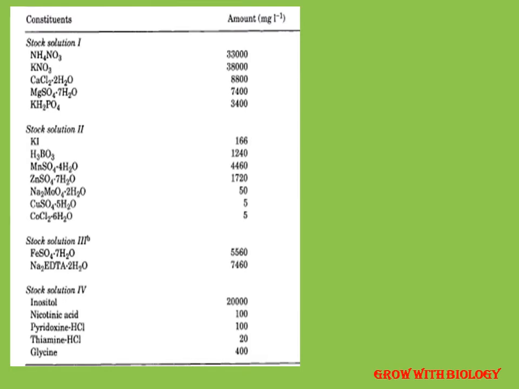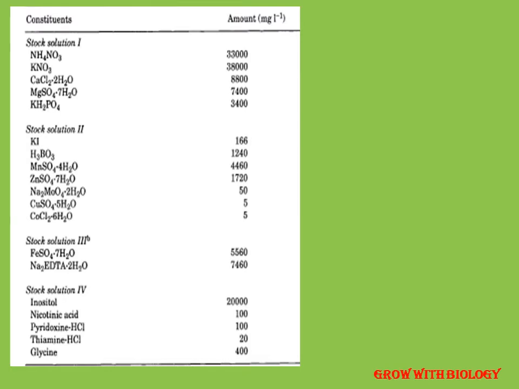Stock solution 1: NH4NO3, KNO3, CaCl2·2H2O, MgSO4·7H2O, KH2PO4. Now remember the 7H2O and 2H2O. This means that the calcium chloride has water added to it. They are not dehydrated, it is hydrated calcium chloride. So these 5 are the components of stock solution 1.